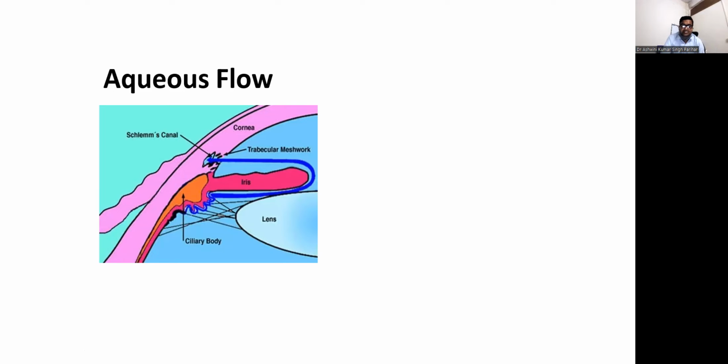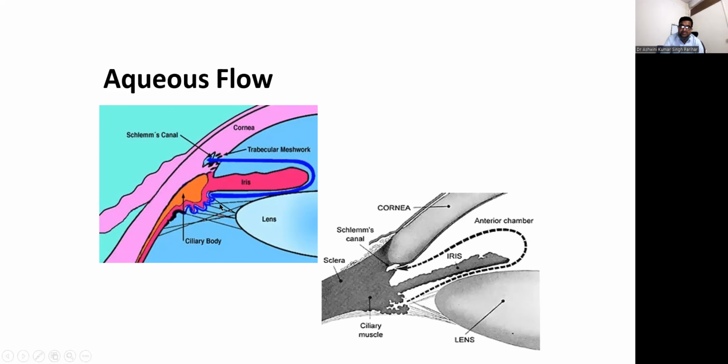But in uveitis, what happens? The ciliary body is affected, so the production of the aqueous can be hindered. It will either be hampered, leading to underproduction, or sometimes excessive production will start, and that can lead to further complications, which we will be discussing in the upcoming slides. So this is the further diagrammatic representation of the aqueous production and the movement of the aqueous.